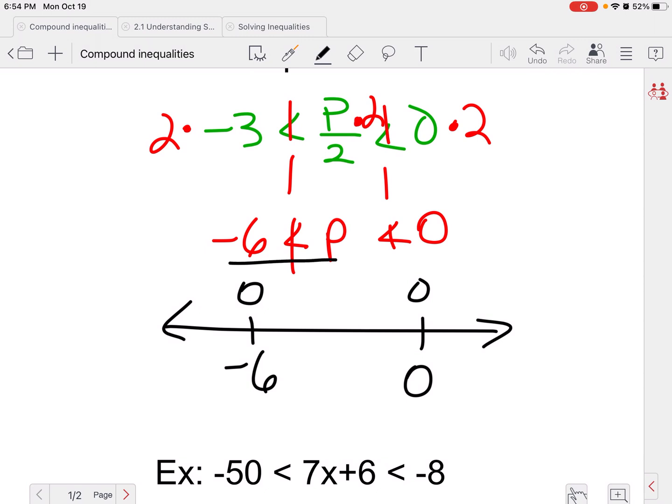And p is greater than -6, so we've got numbers going this way. And p is less than 0, so they're going to go this way. So it will, in fact, be in the middle. So I could choose any number between -6 and 0, and that would make this statement true. If I chose something outside like -7, that would make the statement untrue.